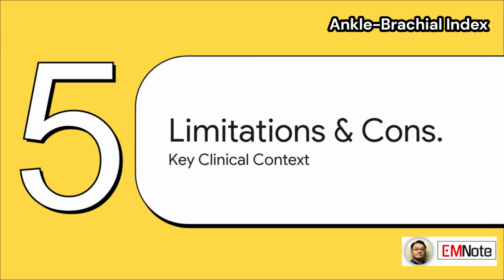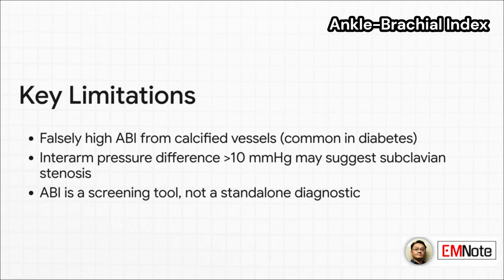Lastly, the ABI is a great tool, but it's not perfect. We need to be aware of its limitations. So, here are a few things to watch out for. As we mentioned, calcified vessels can give you a falsely high ABI. Also, if you notice a pressure difference of more than 10 millimeters of mercury between the 2 arms, that might suggest subclavian stenosis. And remember, the ABI is a screening tool, not the final word for all arterial diseases.